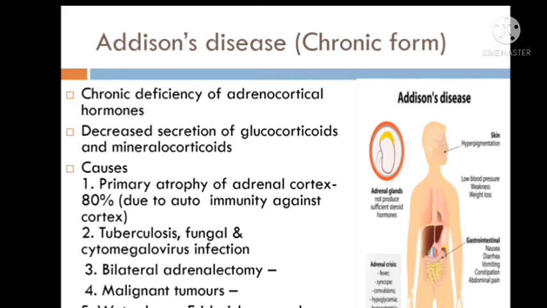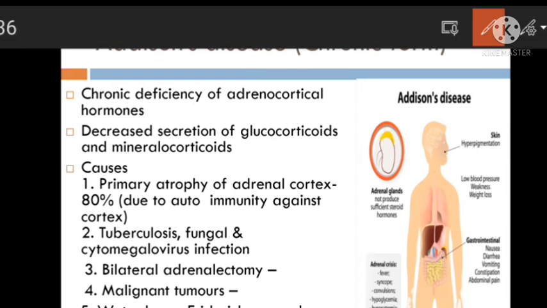Now a very important one, Addison's disease, which is the chronic form of adrenocortical insufficiency. Here there is chronic deficiency of adrenocortical hormones. There is decreased secretion of both glucocorticoids as well as mineralocorticoids. Now which are the important causes of Addison's disease? First, primary atrophy of adrenal cortex, which is because of autoimmunity against the adrenal cortex. Autoantibodies are produced, they destroy the adrenal cortex, which is responsible for 80% of causes of adrenocortical insufficiency.